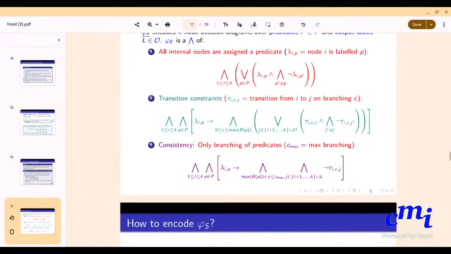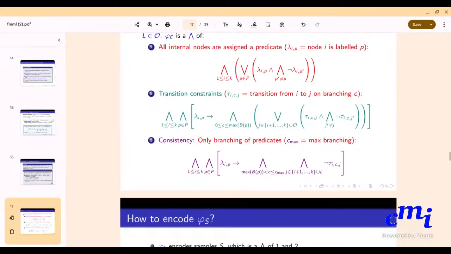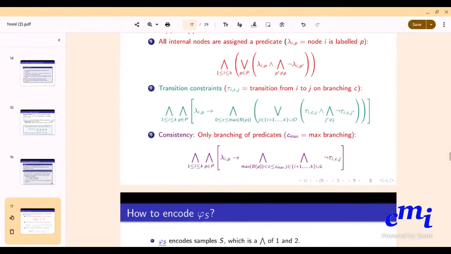And the third one defines the branching, only the branching of predicates. C max is equal to the maximum branching. So the number of branchings has to be bounded by that maximum, correct? Good. So these are syntactic constraints.